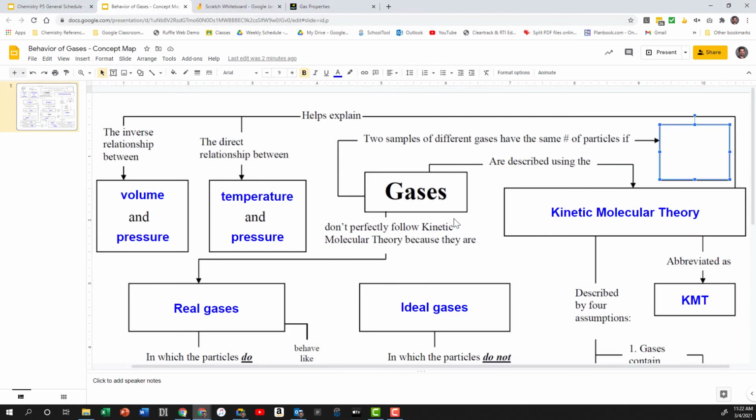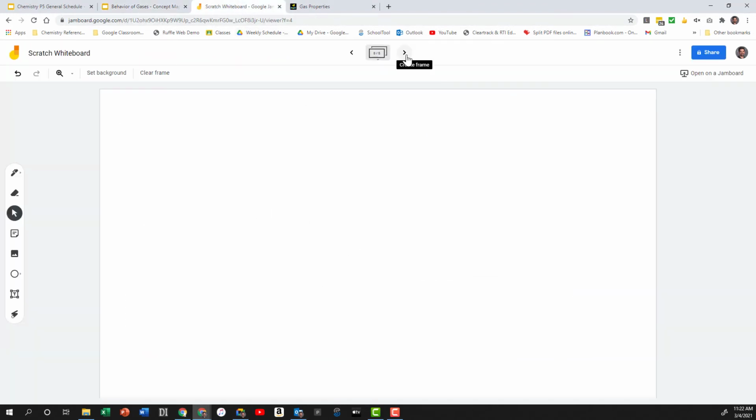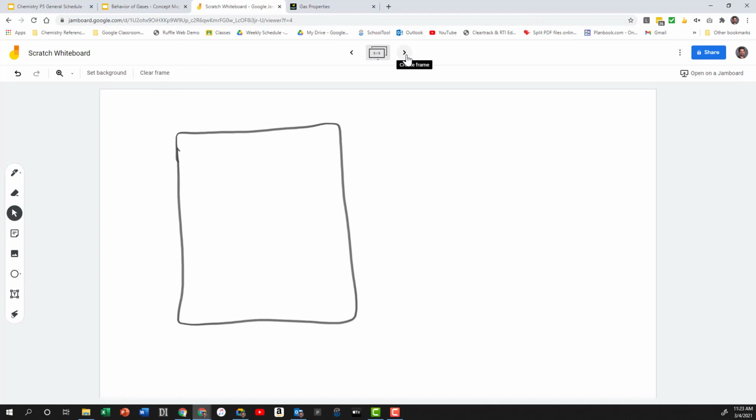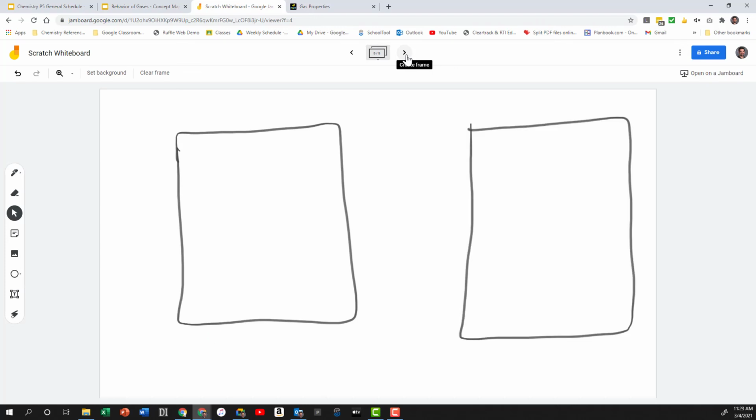Finally, right here in this box, 2 samples of different gases have the same number of particles. So let's take 2 samples. I'm going to write out a box. This is sample 1, and we'll have a second sample, same size. Sample number 1, sample number 2, and we'll put some particles in here, and we'll put particles in the other one. These particles do not have to be just elements. You can have compounds, so this is a compound that's a gas.